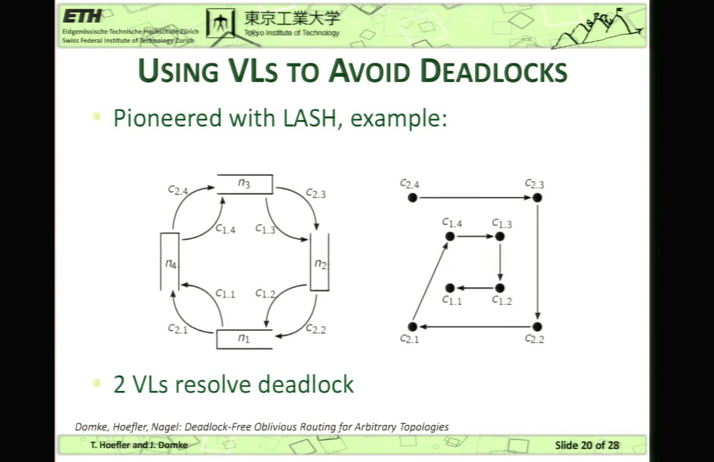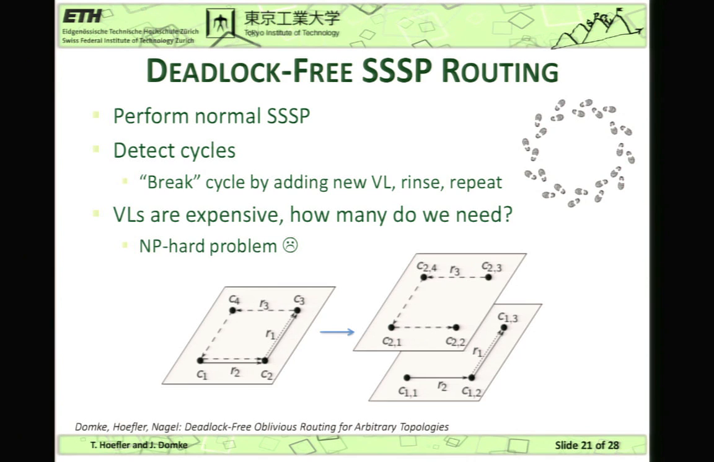So what is a virtual channel in InfiniBand? Well, it's called a virtual lane. It's something that's used for QoS usually. However, you can actually use it to make routes deadlock-free. Again, the nice idea by the Norwegians. And so we do the same thing, and we call this deadlock-free SSSP routing. So we break those cycles. The problem is, again, this is a second NP-hard problem.